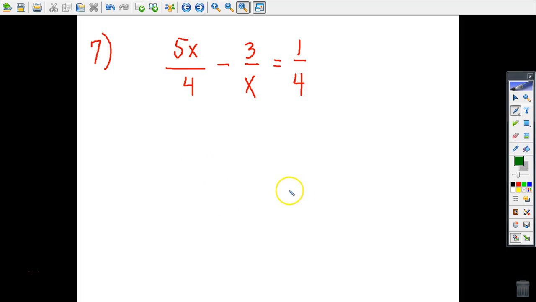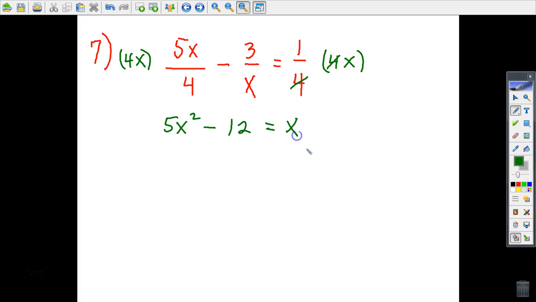Okay, a couple more. My LCD is 4x. Let's show that being multiplied on both sides. Let's first divide. 4 into 4x goes x times 5x is 5x squared. Okay, divide x into 4x, that's 4. 4 times 3 is 12. We're subtracting 12. And then on the right side, if we divide 4 into 4x, these 4's would cancel. X times 1 is x.